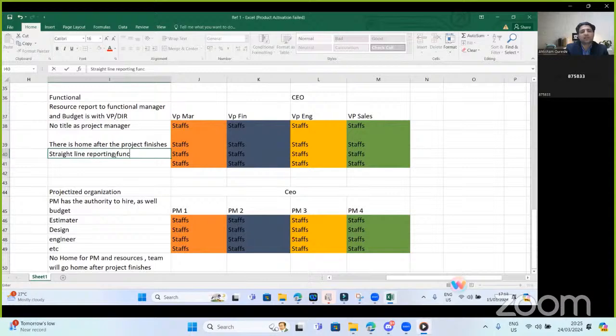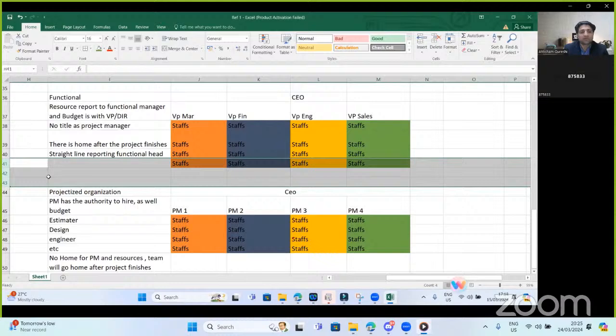Now, in between, we have a structure called... I want to add various, maybe here, insert, not like that.